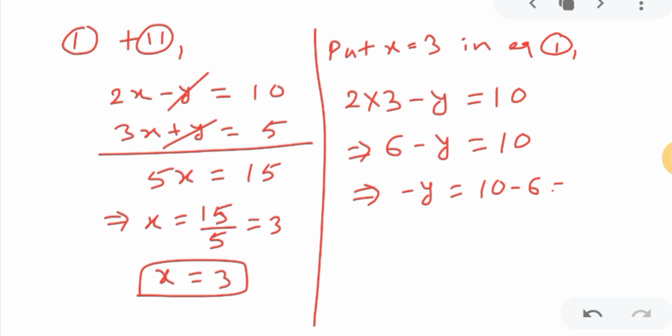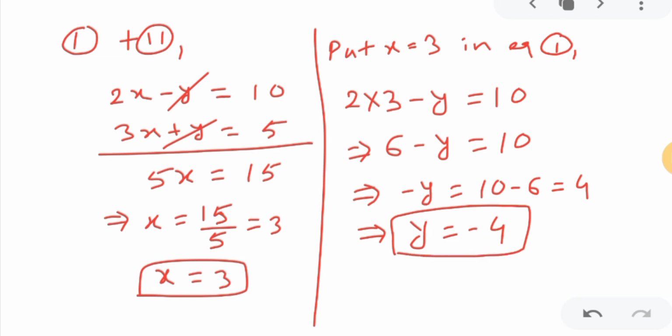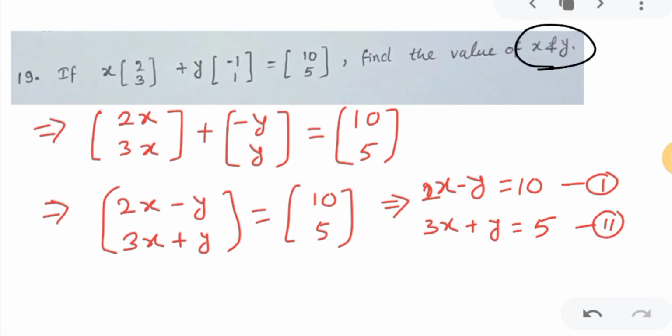So 10 minus 6 is 4, and since minus y is equal to 4, I will multiply both sides by minus, so y is equal to minus 4, correct. So x is equal to 3 and y is equal to minus 4. That will be our answer. So I hope you understood this question. This was an easy one. Okay.